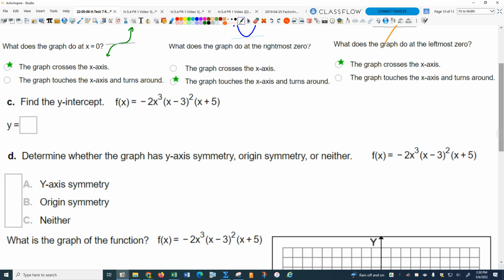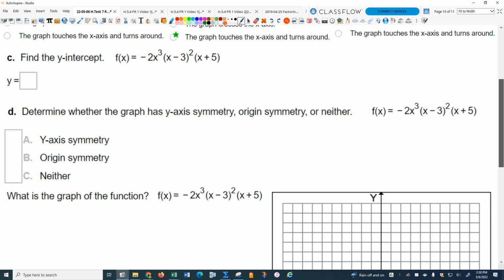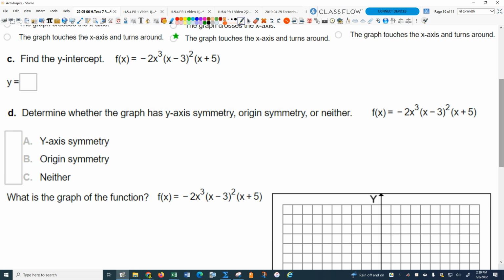Okay. Find the Y-intercept. How would I find the Y-intercept? Everybody agree? Y-intercept is just f of 0, right? So what's that giving us then? If I'm evaluating this at 0, what's the answer going to be? It's going to be 0, isn't it? Because I'm going to get 0 times negative 3 times 5. The first factor is going to go to 0. So it's 0, right?